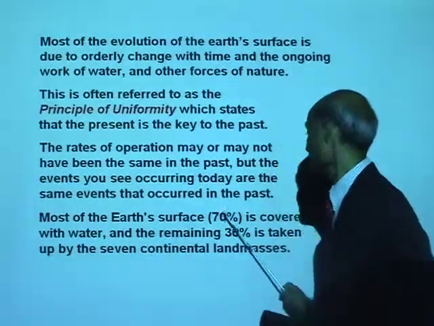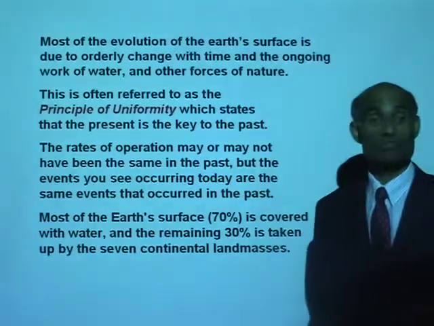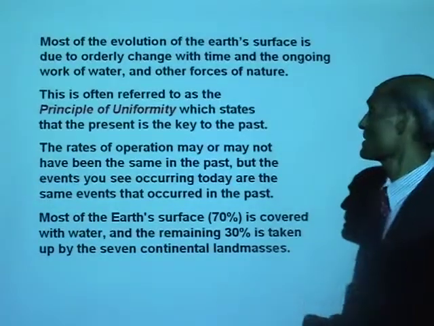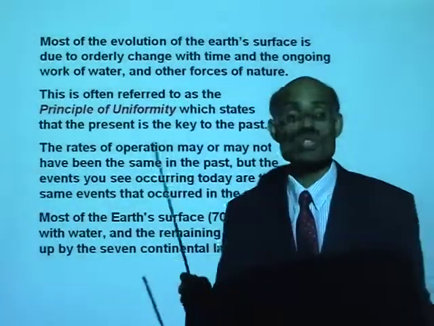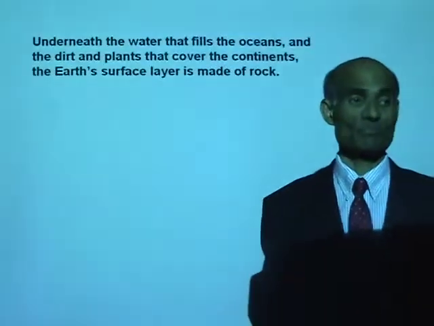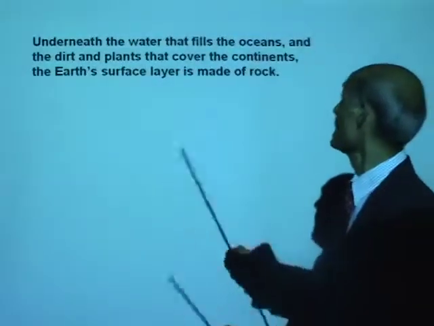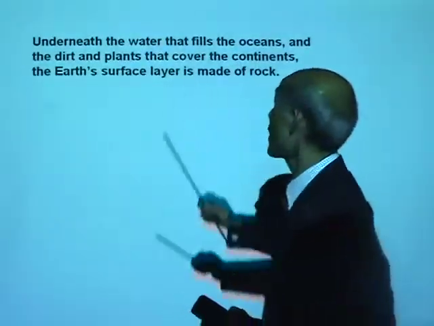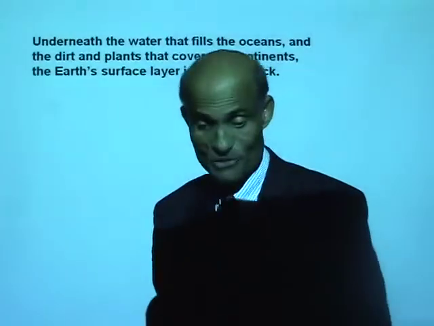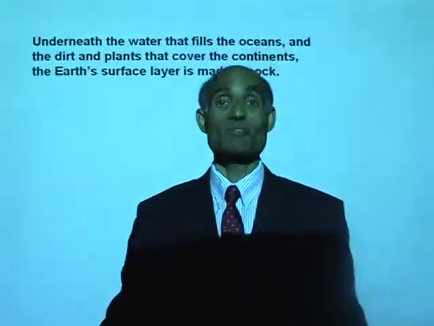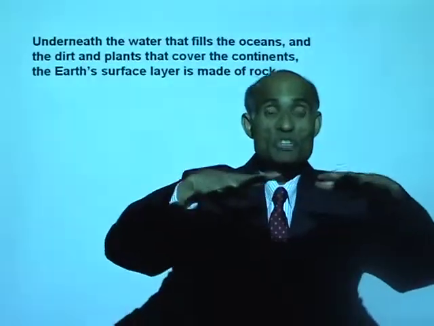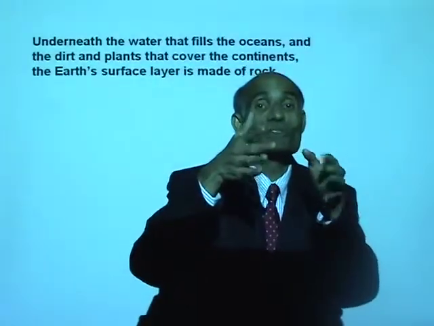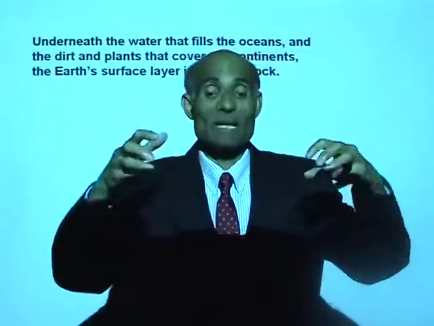Most of the earth's surface, that is 70%, is actually covered with water. Is that right? Everybody knows that. And the remaining 30% is taken up by the 7 continental land masses. Now, underneath the water that fills the oceans and the dirt and the plants that cover the continents, the Earth's surface layer is made of rock. We talked about that in the last lesson. The Earth's surface is actually a big layer of rock and is broken into pieces. We call it tectonic plates.